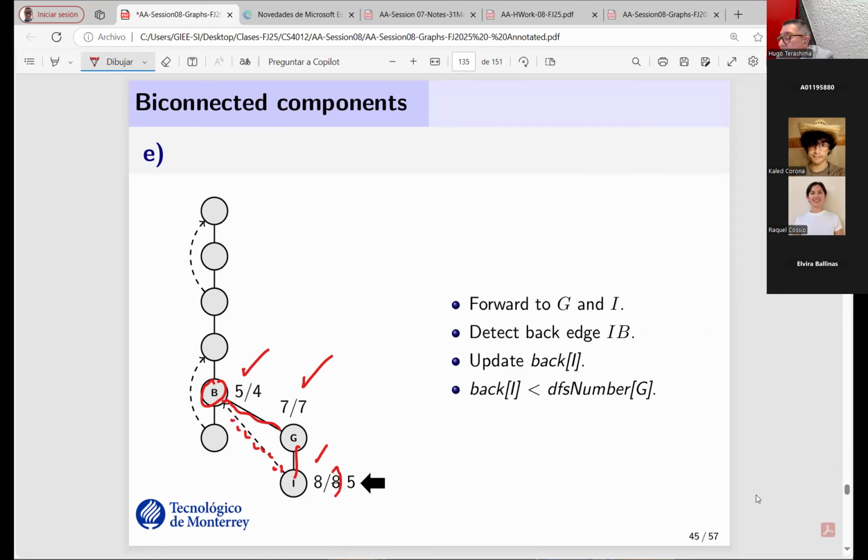So you're going to update this 8 with the minimum of 8 and the DFS of this V. So you update the back of I, right? Which is this one, to 5. And then you go back from I to G, right? And still this 5 is less than 7. So nothing happens there.